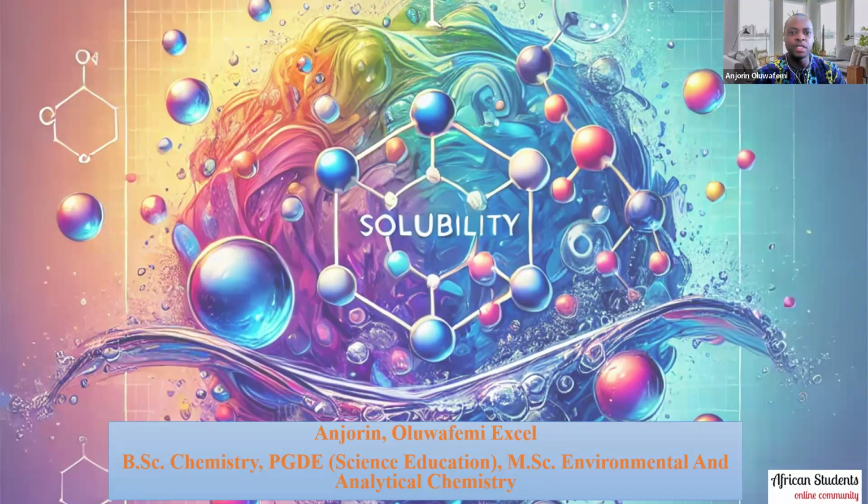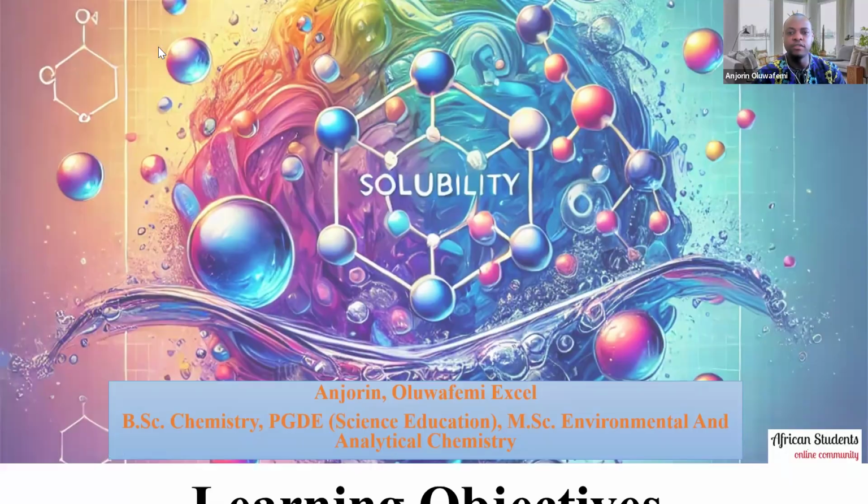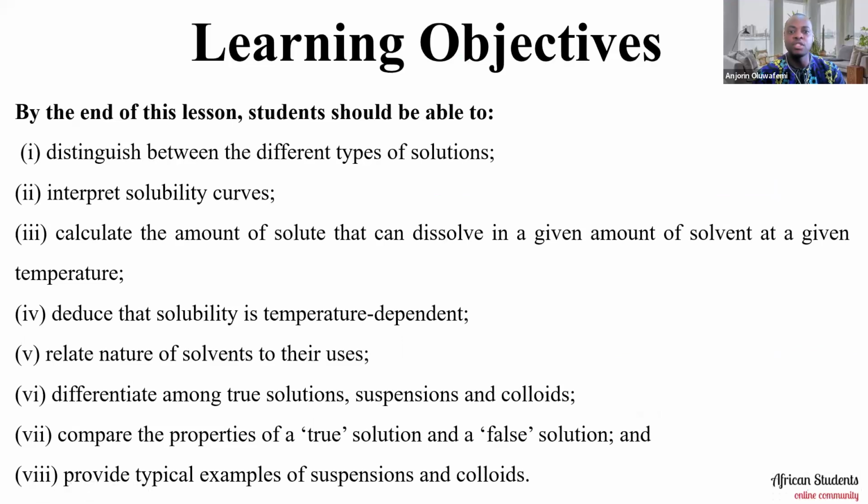Let's start off by looking at our lesson objective. By the end of the lesson, students should be able to do the following: distinguish between the different types of solutions that we have, interpret solubility curves, calculate the amount of solute that can dissolve in a given amount of solvent at a given temperature, deduce that solubility is temperature dependent, relate the nature of solvents to their uses, differentiate among true solutions, suspensions, and colloids, compare the properties of a true solution and a false solution, and finally, provide typical examples of suspensions and colloids.